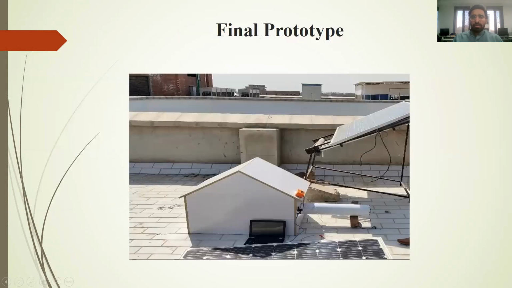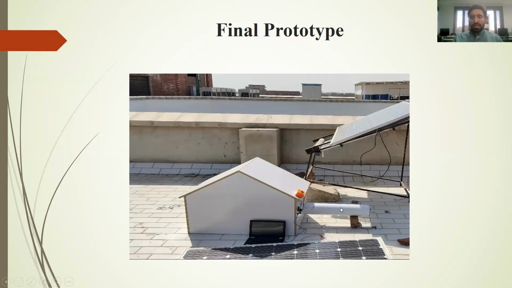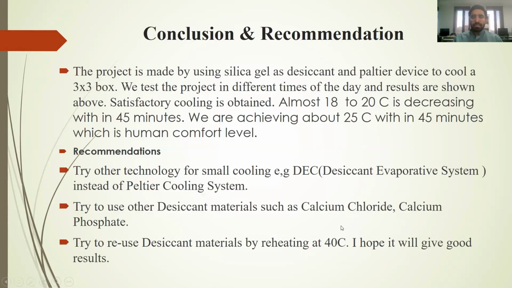This is our final prototype. Here, this is the 3x3 box, and this is the LCD, which is showing the temperature of the box, and this is the PVC pipe, and here silica gel is used, and in this area the exhaust fan is put, and this is the Arduino and one solar plate.